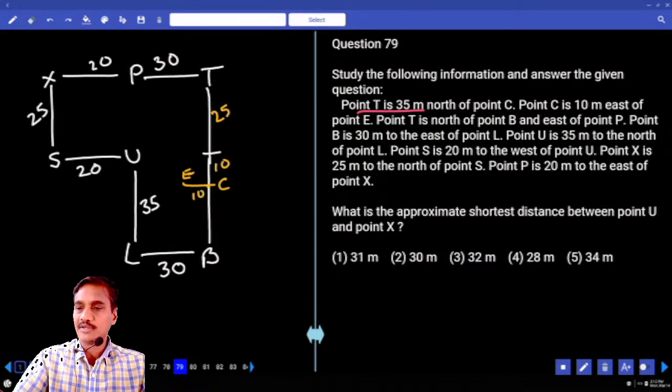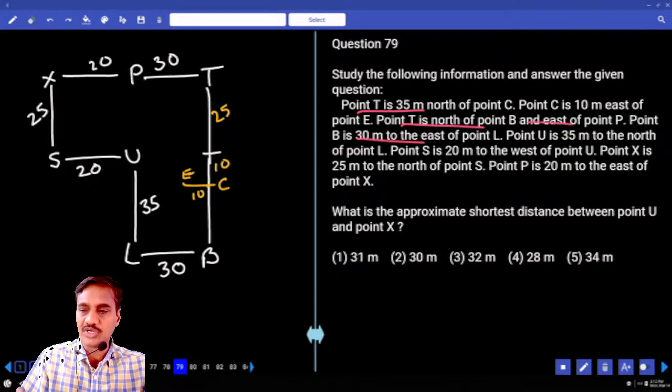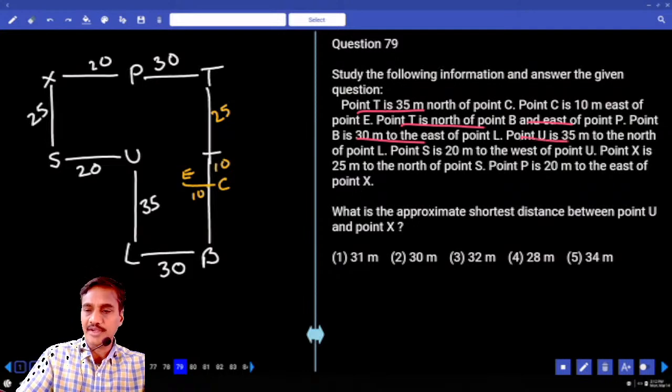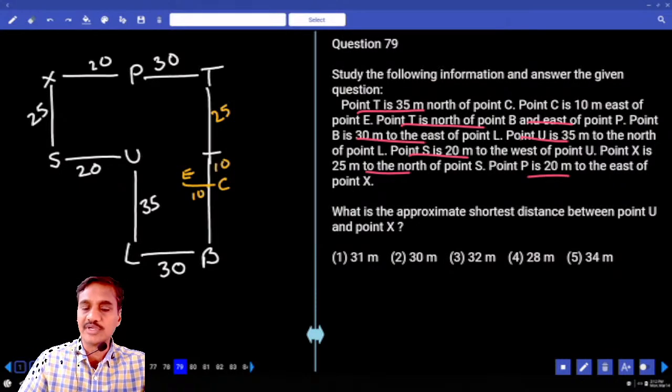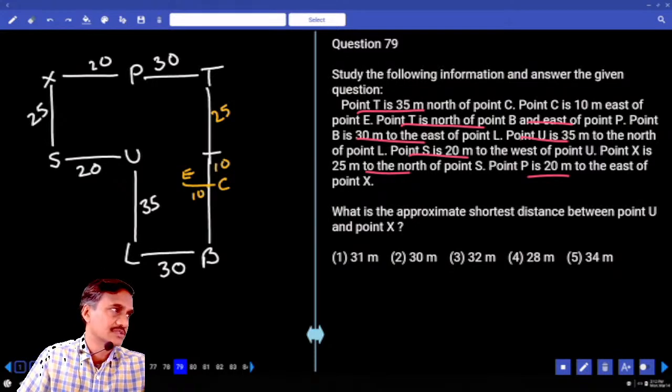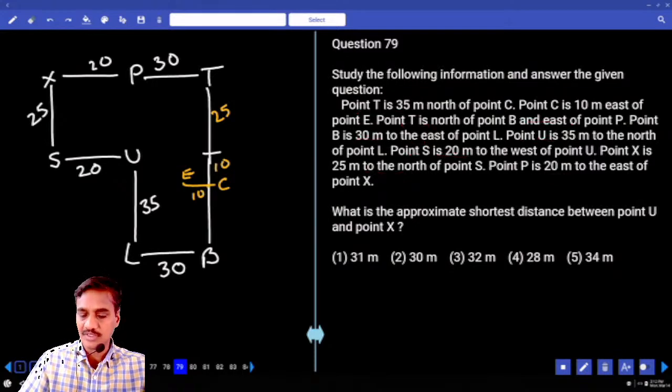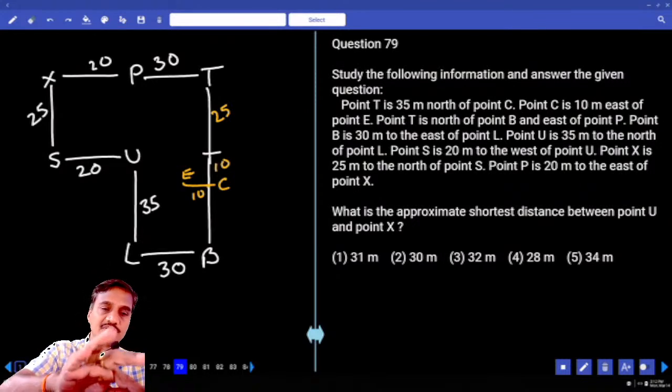Next, T is north of B and to the east of P, and point B is 30 meters to the east of L, and U is 35 meters to the north of L. And next, S is 20 meters to the west of U, X is 25 meters to the north of S, P is 20 meters to the east of X. Done with this? Then coming to the first one, question number 79, what is the approximate distance between the points U and X? Now we need to find the distance between U and X.